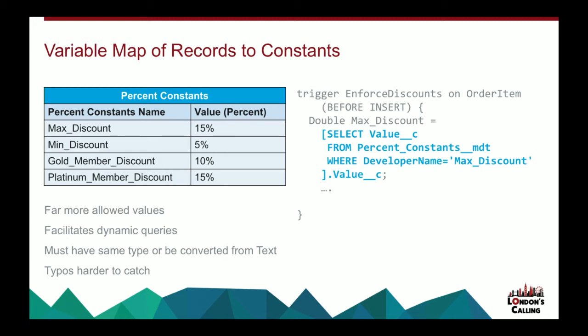The next one is to have sort of a variable map of records to constants. And here, basically, we only have one custom field in this custom metadata type percent constants called value. And we have different values represented as different records. And here, we query it by basically the name, max discount, if we want to know about the max discount. And then we pull the value. And you can have a lot more than 100 values this way, because you can have thousands and thousands of records. If you don't want to always retrieve the exact same constant in a particular place, but like you wanted to retrieve different constants based on user input, this is just a string, so you could pass in a variable string there.